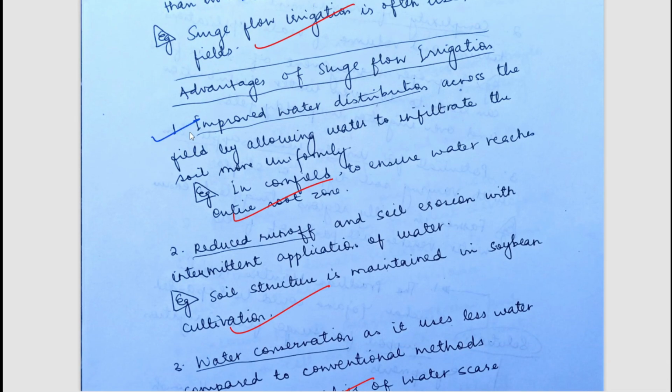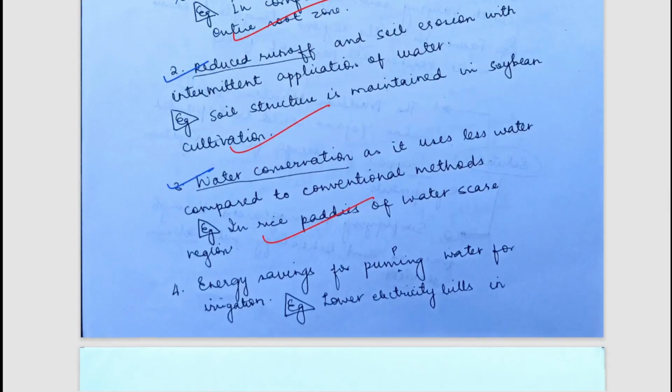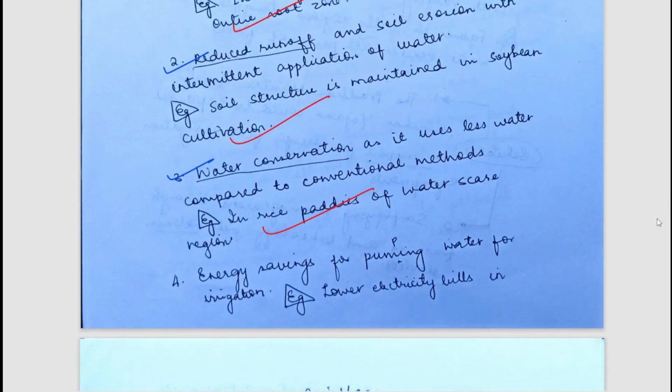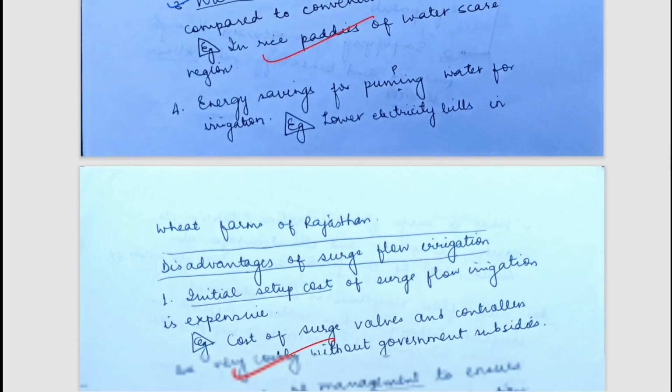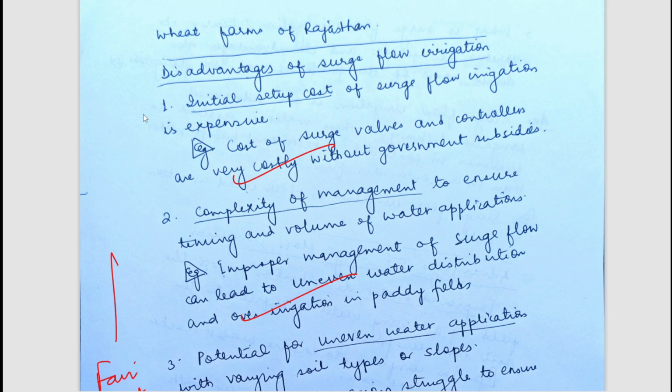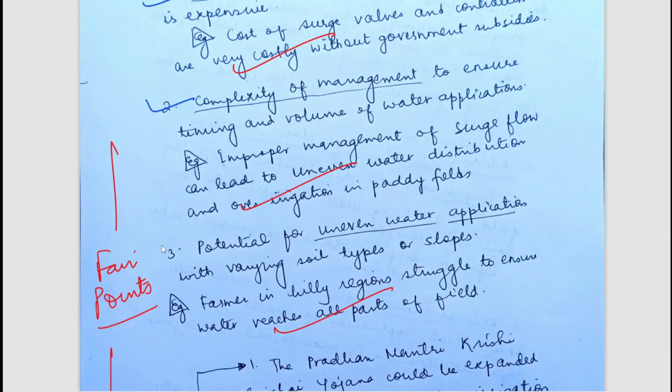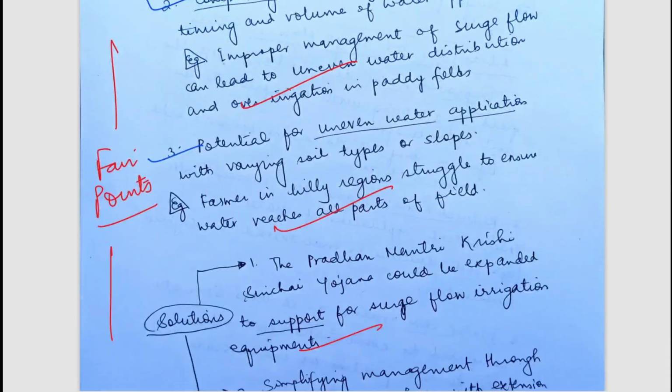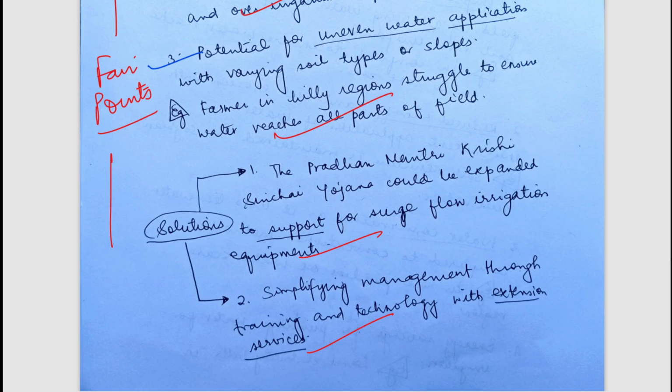It will provide improved water distribution. There will be reduced runoff. Water concentration will be proper. It will also be energy saving. Now, what are the disadvantages of surge flow irrigation? There are high initial costs, complexity of management, and uneven water application could be there. Solutions have been mentioned, you can read this.